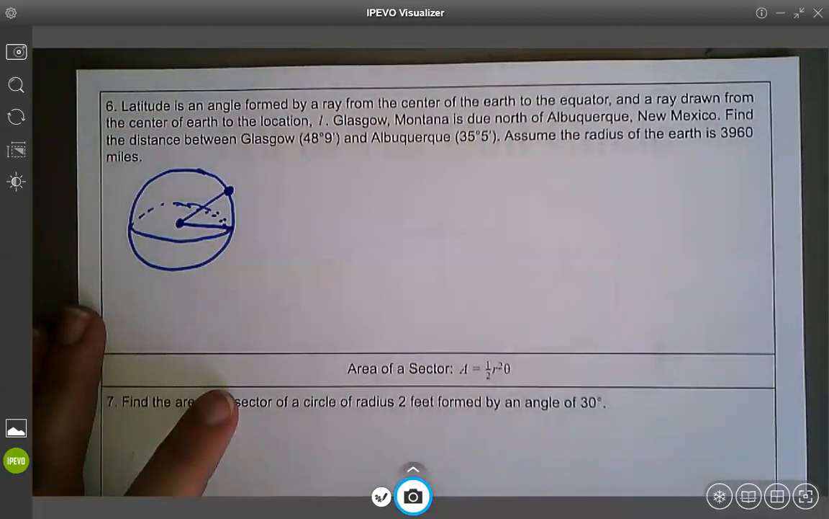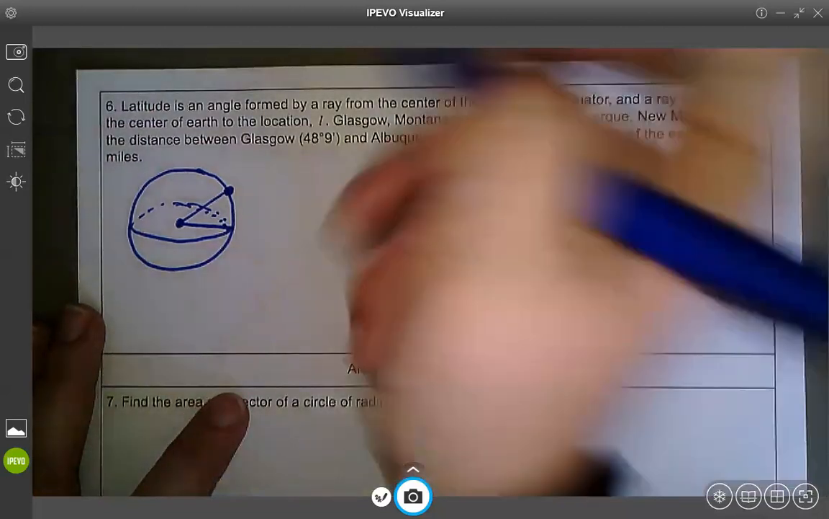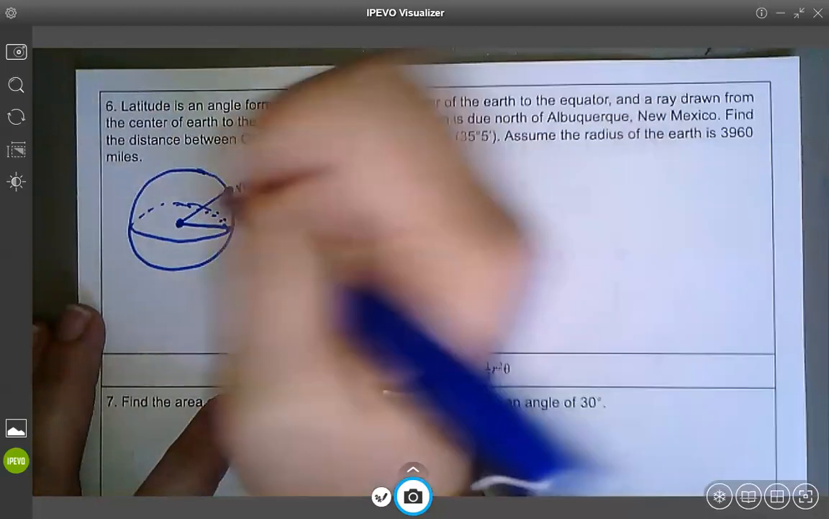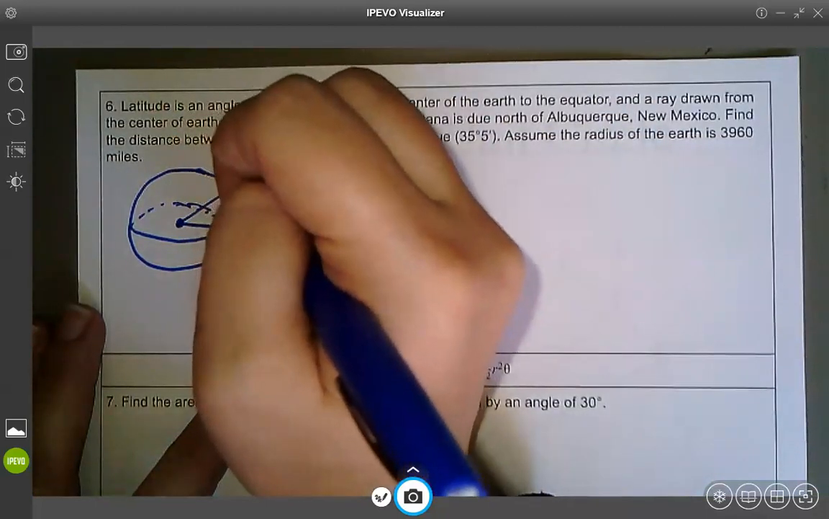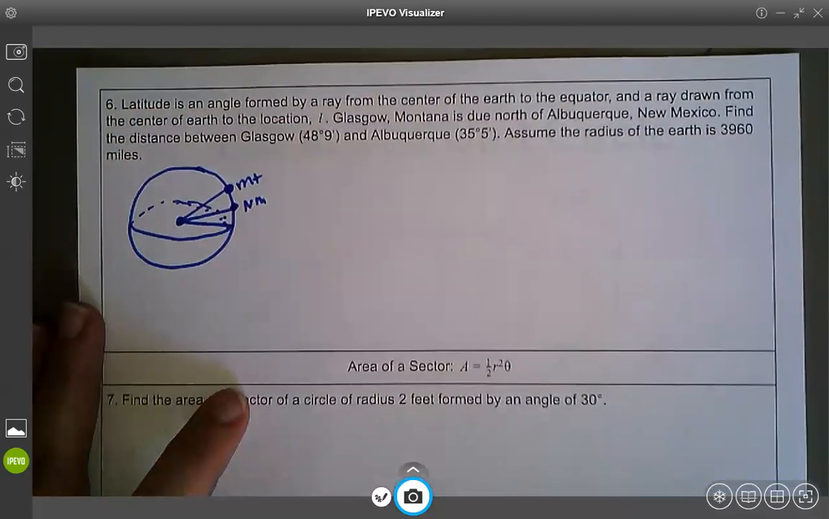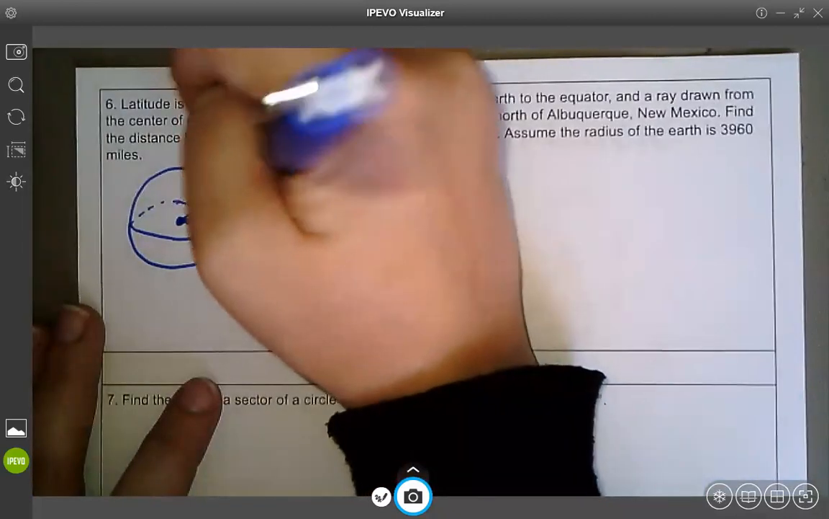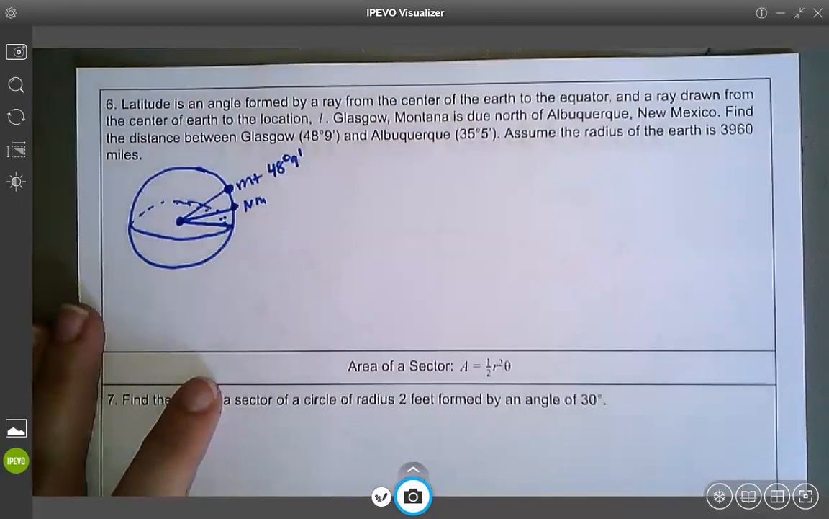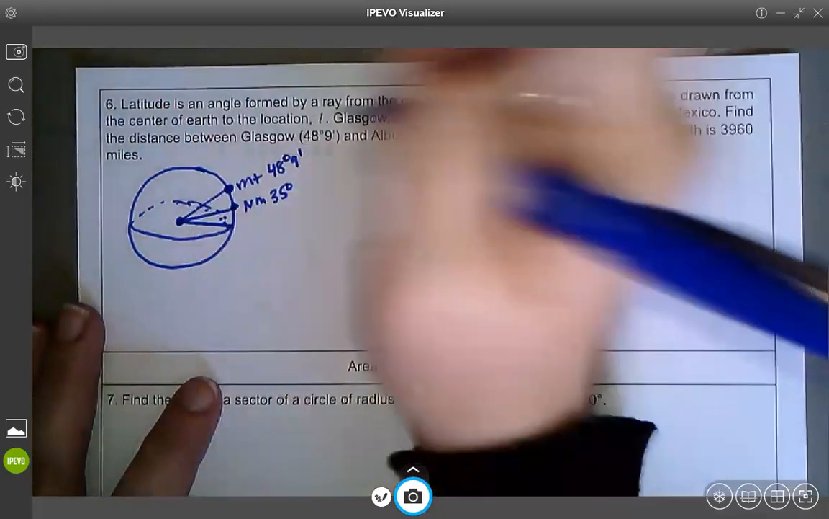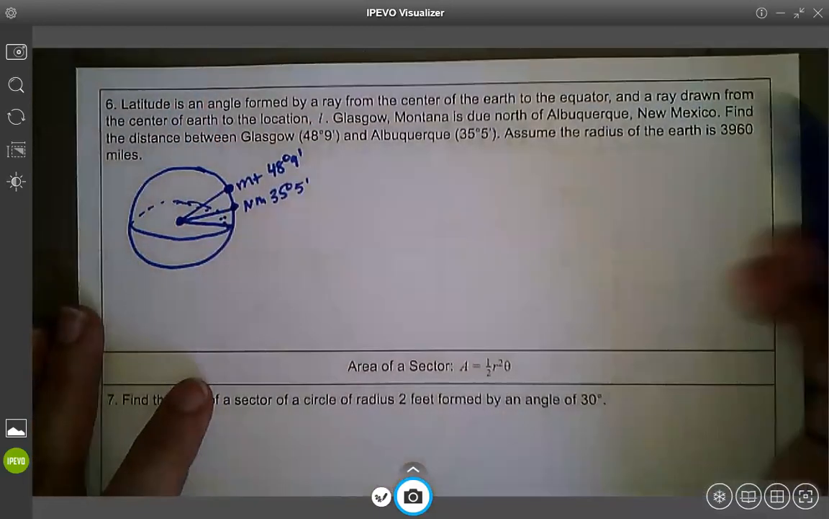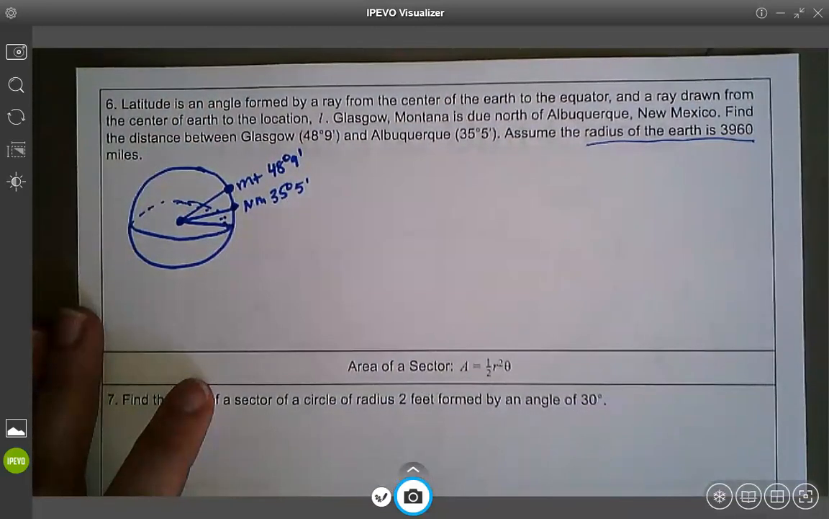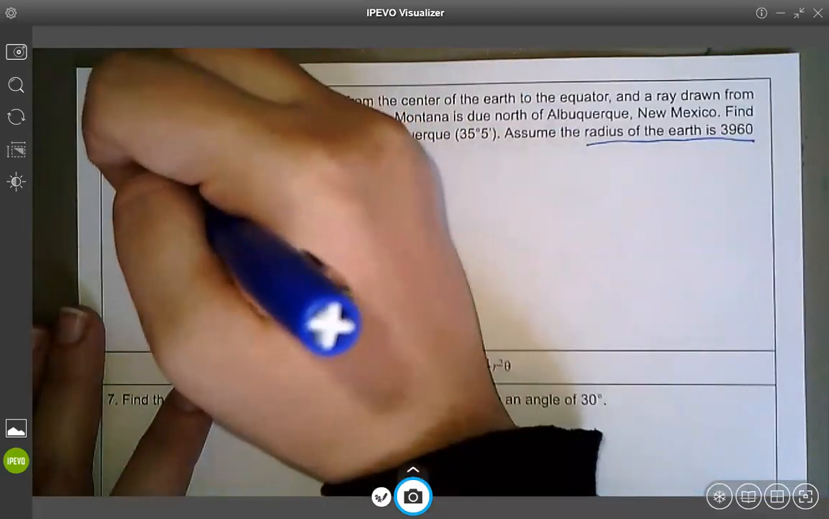So Glasgow, Montana is due north of Albuquerque, New Mexico. So if this is Montana, we'll call this one New Mexico. Just some random places. Find the distance between them if Glasgow is 48 degrees 9 minutes and Albuquerque is 35 degrees 5 minutes. Assume the radius of the Earth is 3,960 miles. So to find the angle between them, that's what I want, the angle here in between.